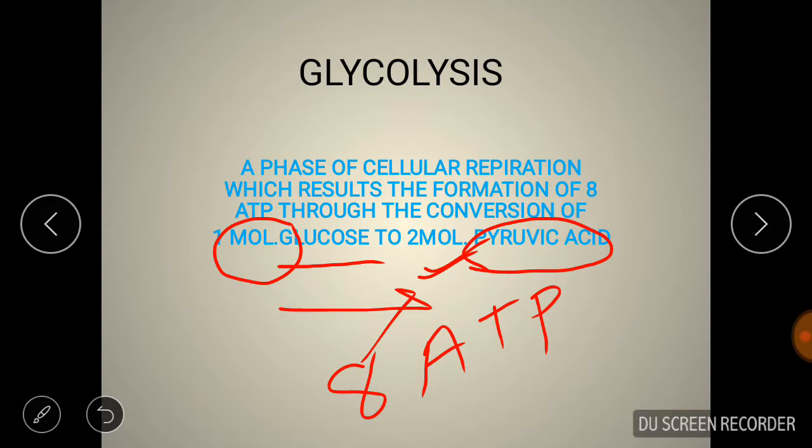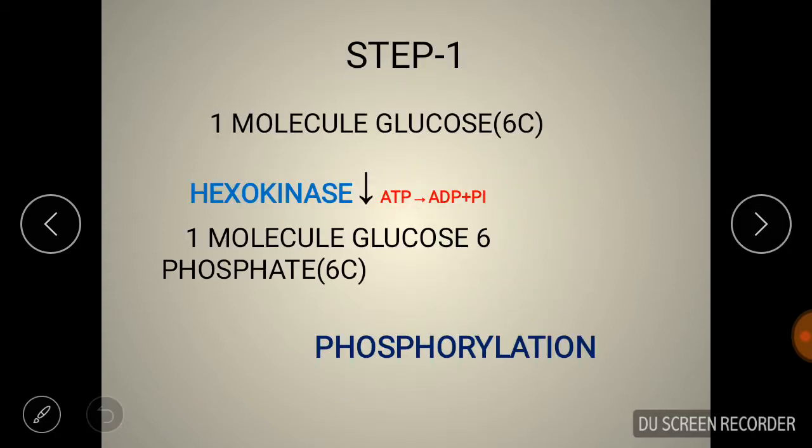This process mainly occurs in the cytoplasm of a cell, not in mitochondria. Basically, mitochondria performs the Krebs cycle and ETS. So glycolysis mainly occurs in the cytoplasm, and it involves the formation of pyruvic acid from glucose, from one molecule of glucose to two molecules of pyruvic acid. So what happens? Step one.